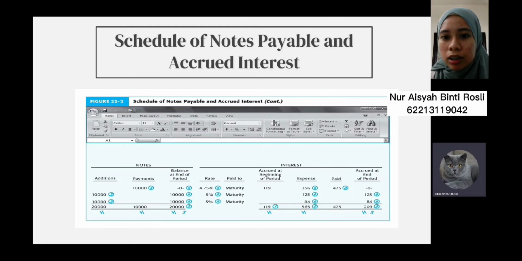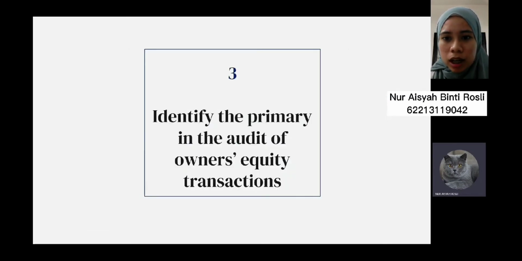So in the interest column in this slide, we want to see if there is accrued interest or not. As you can see, the loan for the first bank has been settled, so there is no accrued interest. But the client has accrued interest for the second and third bank, which amounts to RM150 and RM167. Next slide is to identify the primary objectives in the audit of owner equity transactions. Okay, next slide.